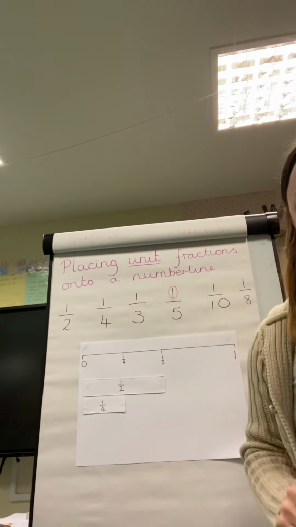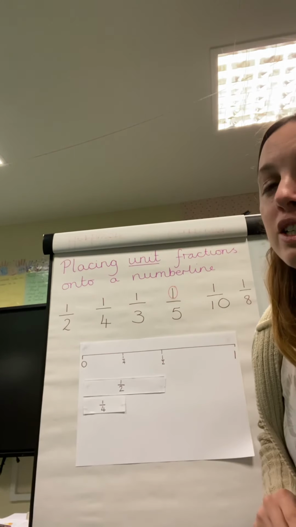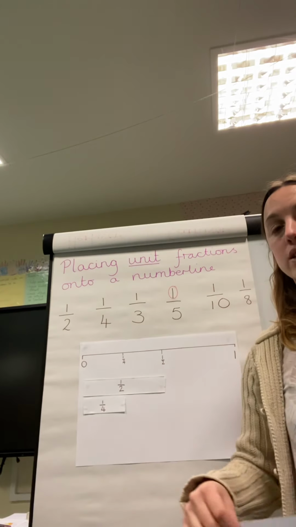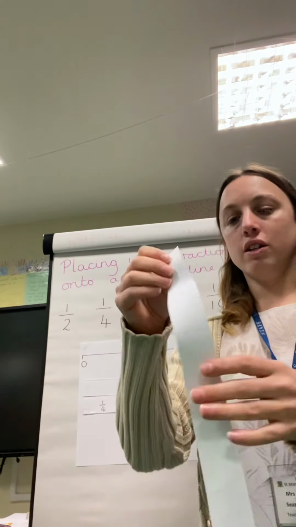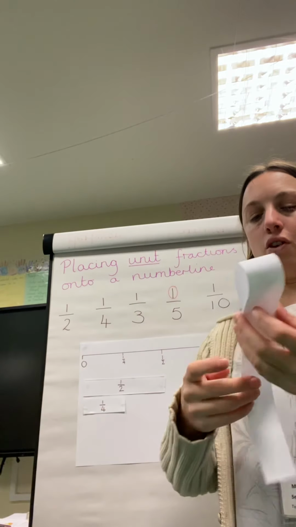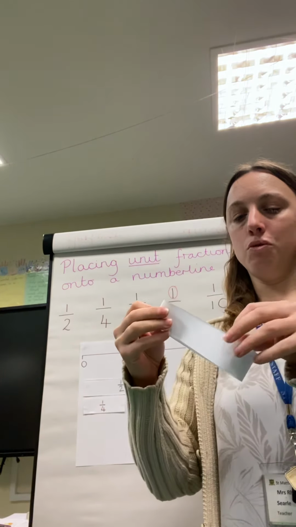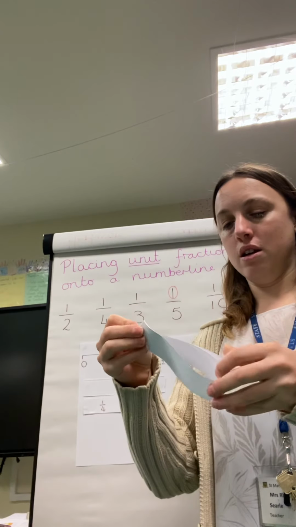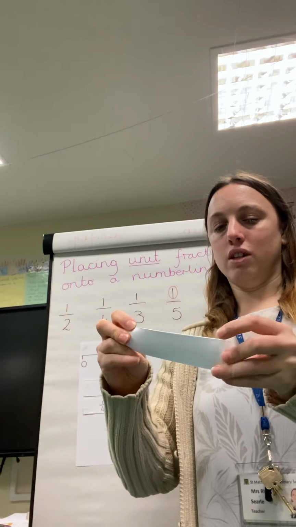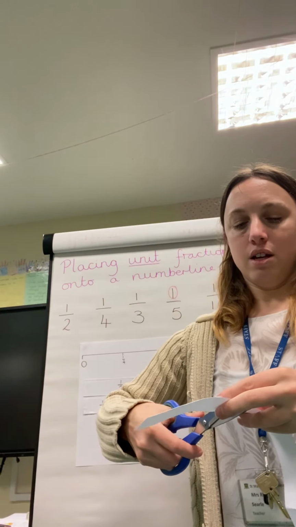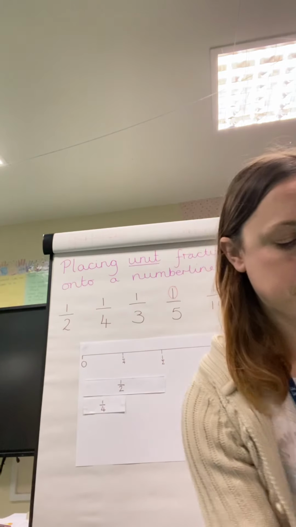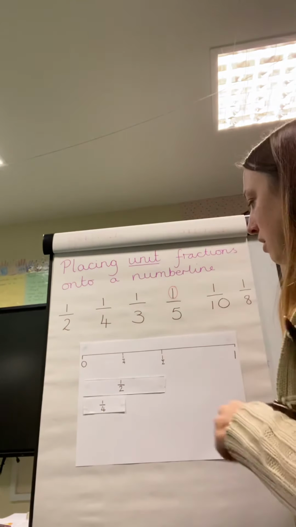We'll do one more together, and then your challenge is to do the same but for the remaining fractions. So this time I'm going to find 1/3. So I'm going to fold my strip into 3 equal parts, which is quite tricky. Oh, I think I've just about done it. Okay, so there's my 3 equal parts. I'm going to cut it, and I'm going to add it to my number line.